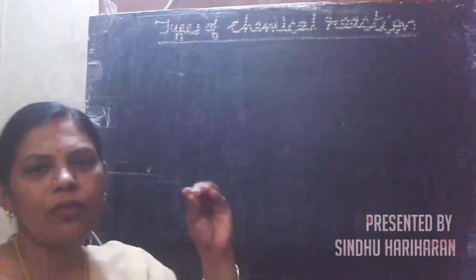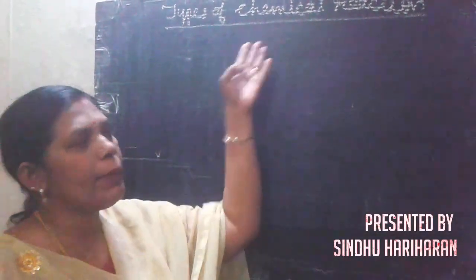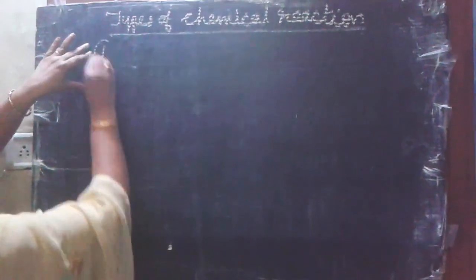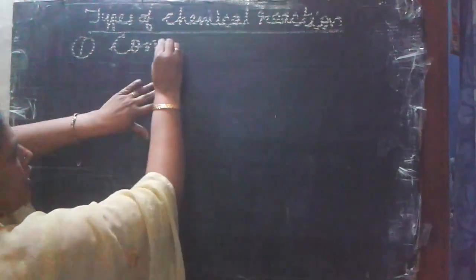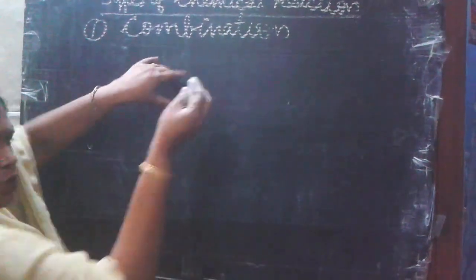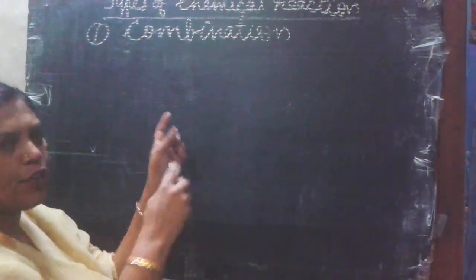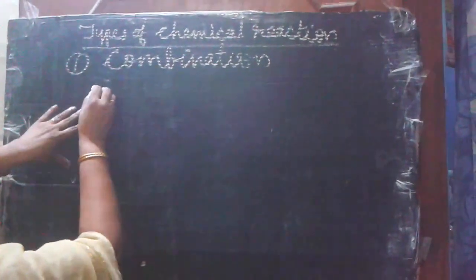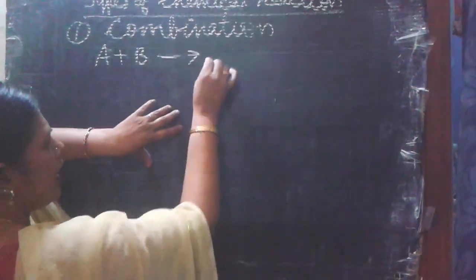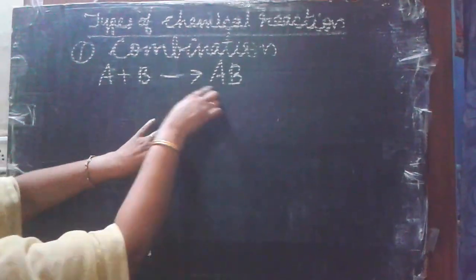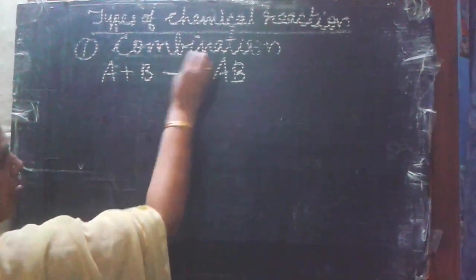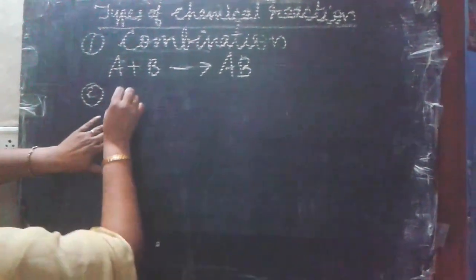Okay children, today, what are the different types of chemical reactions you learned till now? The first one is combination reaction. What is a combination reaction? That means two reactants are combined together and form one new product. Here A plus B gives AB. So here it is the new product formed by two reactants joined together. So it is combination. And the second one is decomposition.